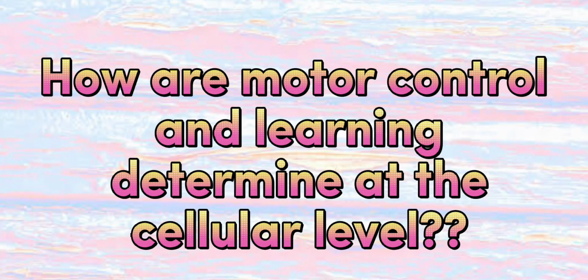The first question is, how are motor control and learning determined at the cellular level? Motor control is the way a person starts, guides, and creates voluntary movement that they want to make. And for the nervous system to tell the muscles to make a single movement, it needs to send a lot of information. This can happen either on purpose or as a reflex.